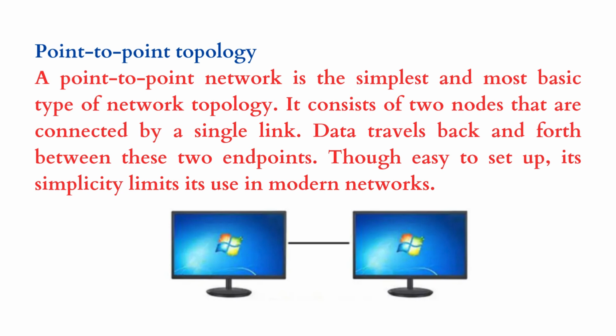Point-to-point topology. A point-to-point network is the simplest and most basic type of network topology. It consists of two nodes that are connected by a single link. Data travels back and forth between these two endpoints. Though easy to set up, its simplicity limits its use in modern networks.